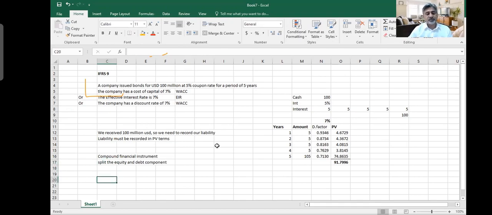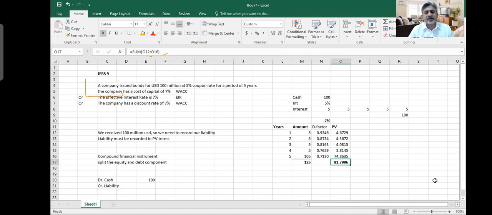What does that mean? Now, you see that we record the double entry. We say debit cash. How much cash do we receive today? We got 100 million cash today. And then we say credit liability. So what is the value of the liability? Although you are going to pay back 125 million, because you receive 100 now, and then you pay 5, 5, 5, 5, 5, and 100, the present value of that 125 million is only 91 million.